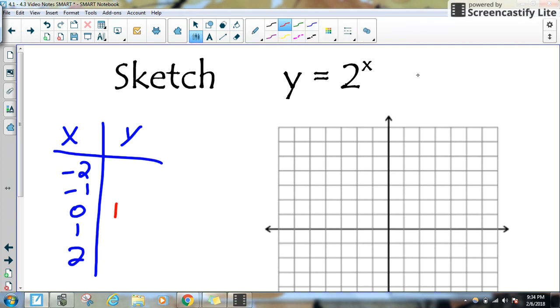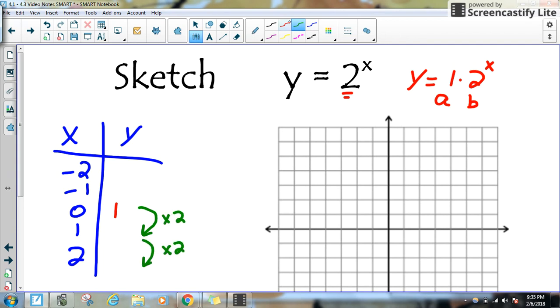Okay? Now, it's no surprise that the value of y when x is 0 is equal to 1, because I could rewrite this formula as 1 times 2 to the x, right? Does everyone agree that this formula is equal to this formula? So this is the value of a, and this is the value of b. So that's pretty easy. Once you know that the 2 is the multiplier, all you need to do is move down the data table and multiply by the multiplier, 2. To move down the data table, you times by 2. So the next entry would be 1 times 2 is 2, times 2 is 4.